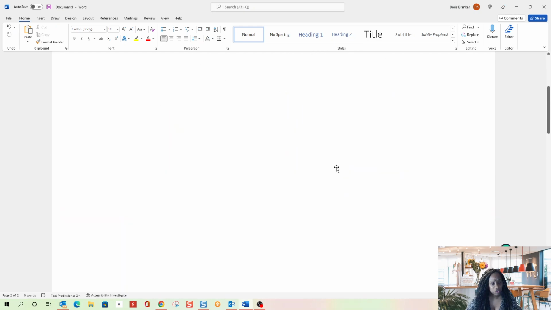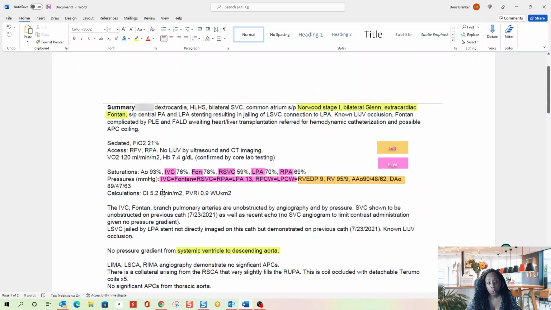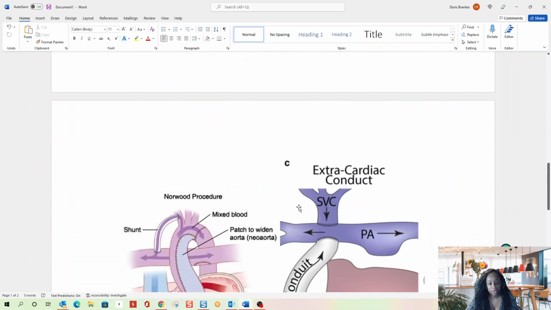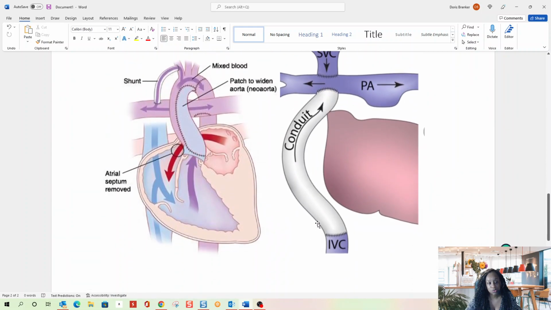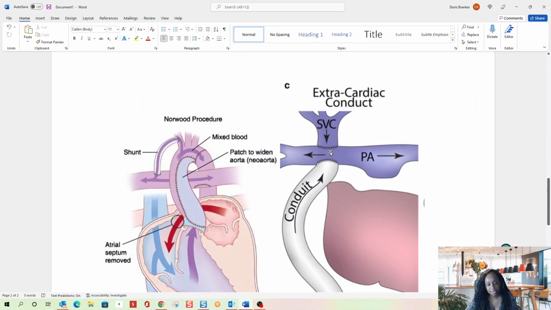So this patient has had a Norwood procedure stage 1. A bilateral Glenn is what the doctor indicated, so that's a bidirectional Glenn, and the extracardiac Fontan. Now, Glenns and Fontans are alternate names for cavopulmonary anastomoses. That is when we surgically and directly connect the superior vena cava and or the inferior vena cava directly to the pulmonary artery. When we do that, blood does not have to go into the heart to make its way to the lung because we've tapped directly into the lungs.